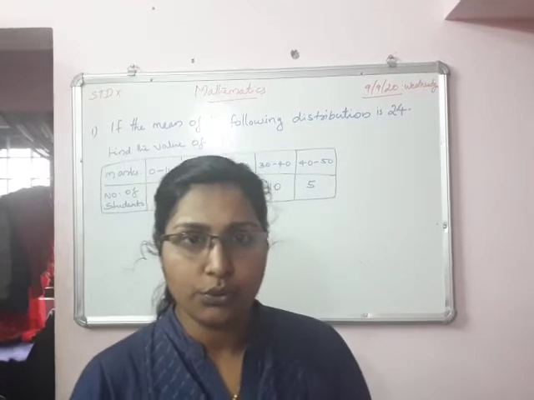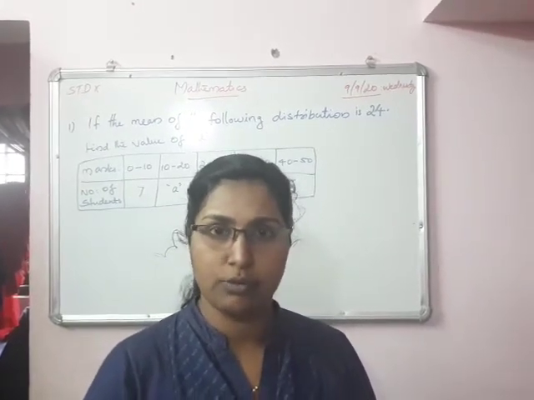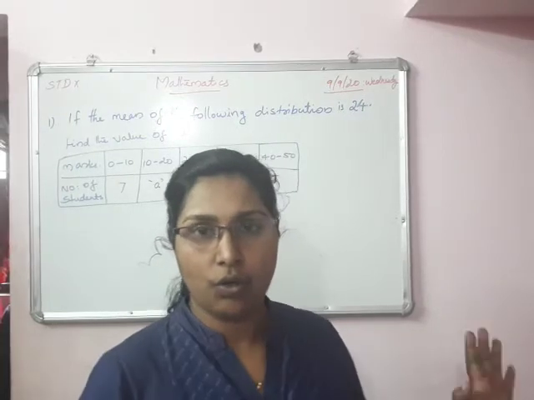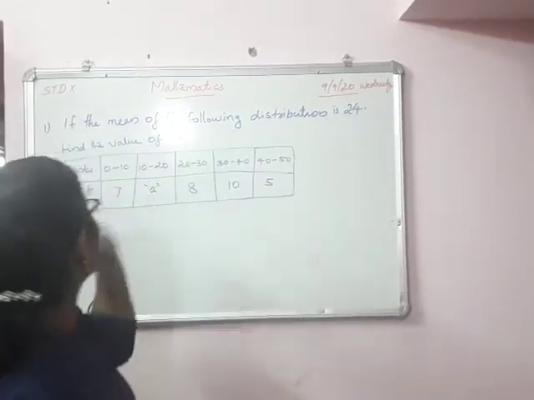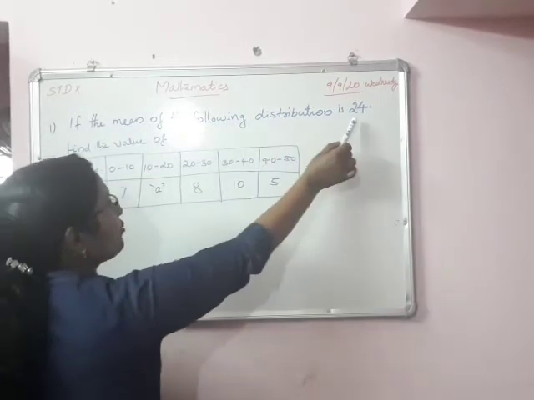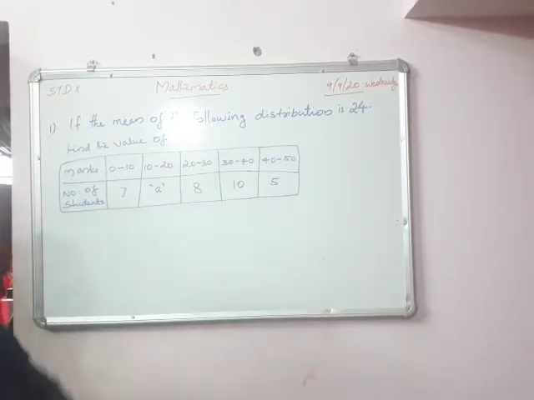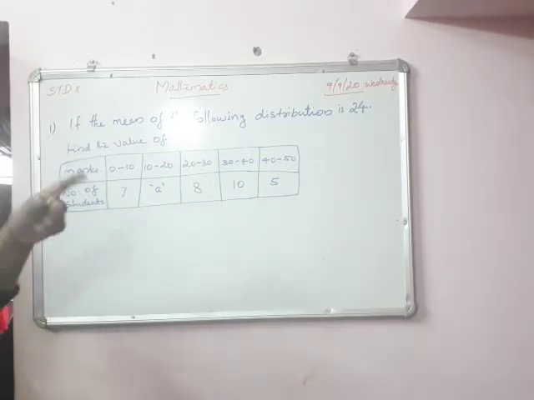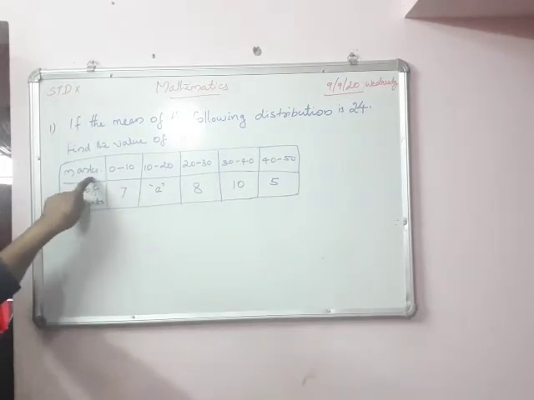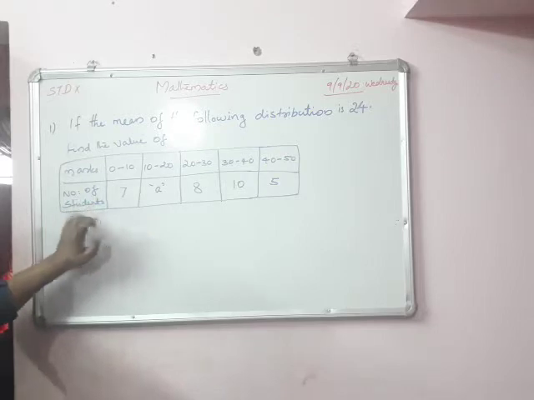Now today we are going to discuss one question, that is one of the board exam questions. We can solve it now. Listen here. This is the question. If the mean of the following distribution is 24, find the value of A, the unknown variable. Here you see, compared to our previous question, marks and the number of students are given.